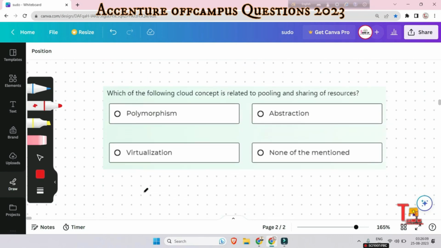Okay, the next question is: which of the following cloud concepts is related to pooling and sharing of resources? Polymorphism, abstraction, virtualization, or none? The answer will be virtualization. Virtualization is the process of running a virtual instance of a computer system in a layer abstracted from the actual hardware. Most commonly, it refers to running multiple operating systems on a computer system simultaneously. So the answer will be virtualization.